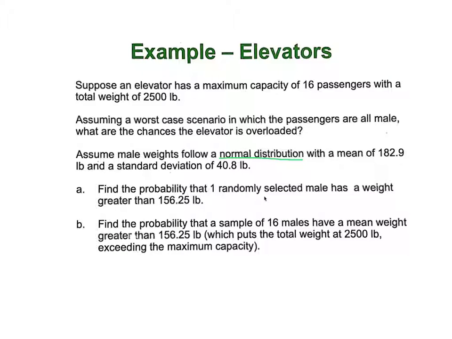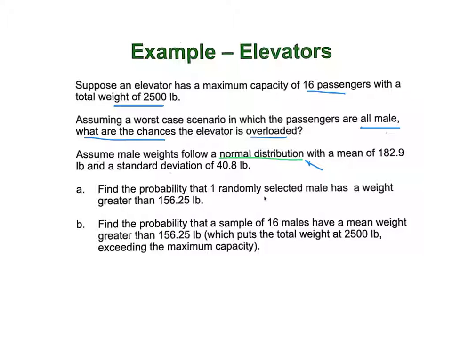Let's look at an example here about elevators. Suppose an elevator has a maximum capacity of 16 passengers with a total weight of 2,500 pounds. Assuming a worst case scenario in which the passengers are all male, that would be terrible, 16 males in an elevator, what are the chances the elevator is overloaded?